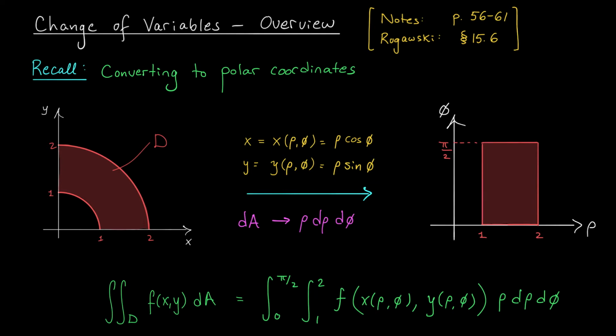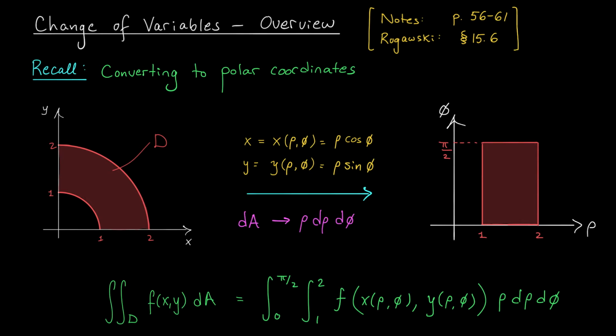Well, if you think back to our last lesson, we saw that our area factor, dA, in the Cartesian system got warped into rho d rho d phi in the polar system. This change aside, everything else regarding double integrals translates very nicely between Cartesian and polar coordinates. Our original double integral in Cartesian coordinates can be rewritten using the bounds on rho and phi shown here. We replace the x and y terms in our function with the transformations involving rho and phi, and we replace our old area factor, dA, with our new area factor, rho d rho d phi.